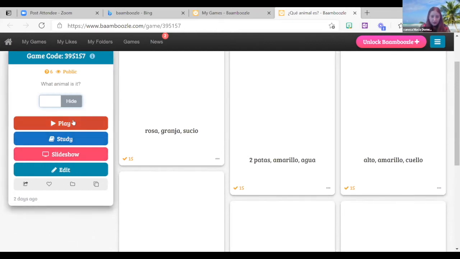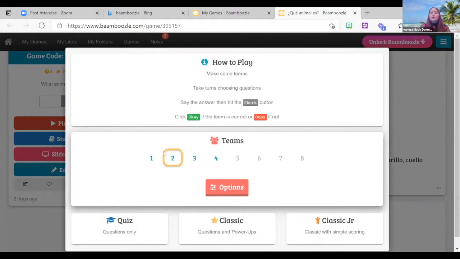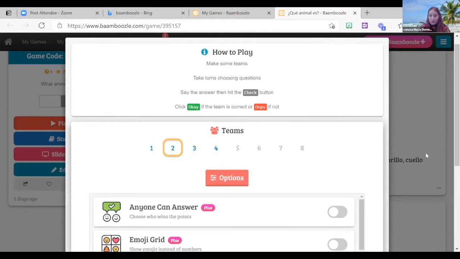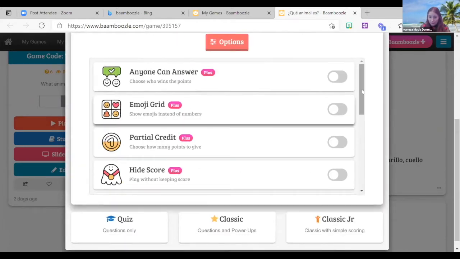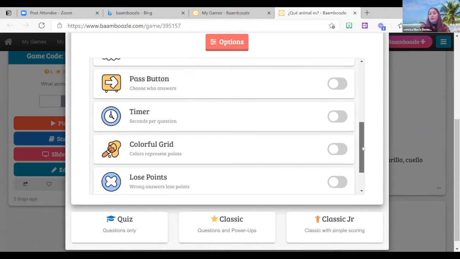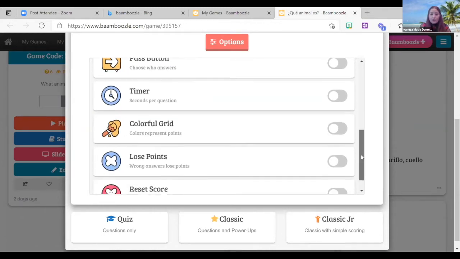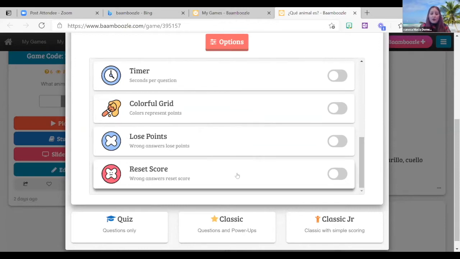So let's just play to see how it looks. When you press Play, first you have the instructions on top, and then you have the teams. You need to set how many teams you want to play. I said before the maximum is 4 teams. So let's just pick 2 teams. And then also you can choose some options. Some of the options are for the paid version, but some of them are free. For example, you can put a timer, or you can select wrong answer loses points, or reset the score.